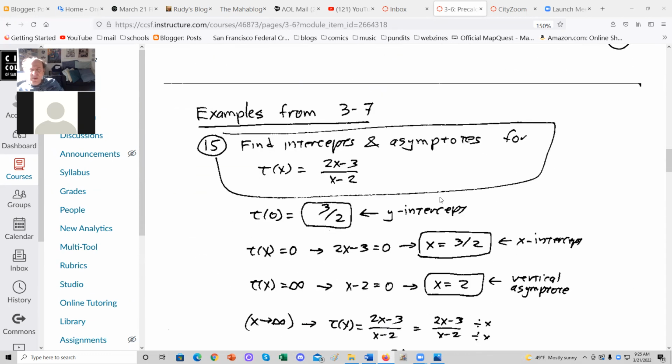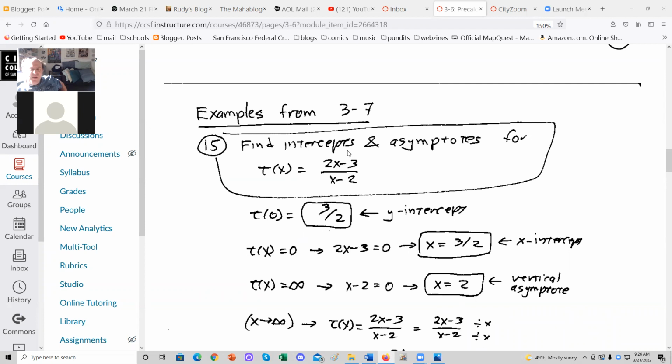So for example, find intercepts and asymptotes for 2x minus 3 over x minus 2. Well, all right, the y-intercept, you plug in 0 and get minus 3 over minus 2. That's 3/2. Simple enough. That's the y-intercept. The x-intercept is when the function equals 0. That will happen when the numerator is 0. 2x minus 3 is 0. So after a bit of algebra, that's x equals 3/2.